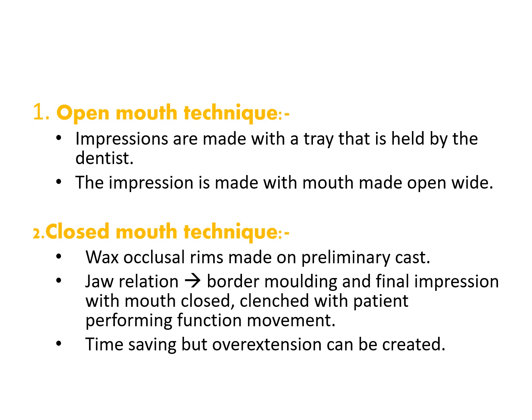Then the closed mouth technique, you use it for cases such as atrophic ridges. Preliminary impressions are made on the patient without doing any other impression. Gyrlation is done, and after the gyrlation you border mold it and make the final impression with the mouth closed, in the same relation in which you have recorded the jaw, with functional movement performed by the patient. It is time saving, but overextension can be created in this technique.